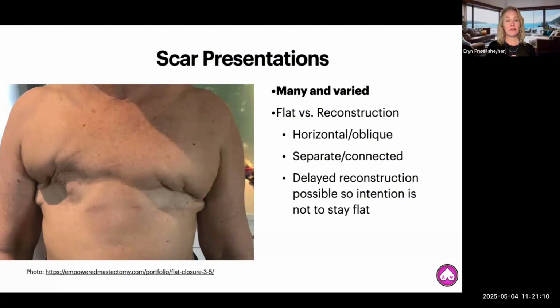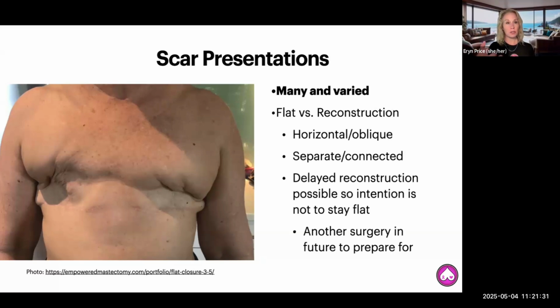Delayed reconstruction is definitely possible. So staying flat may not be their end point. It's just a stop along the way. It's like one of their train stations is flat, then they get on the train and they keep going and they get off at reconstruction.